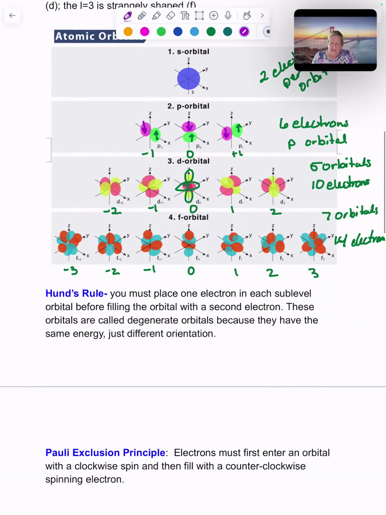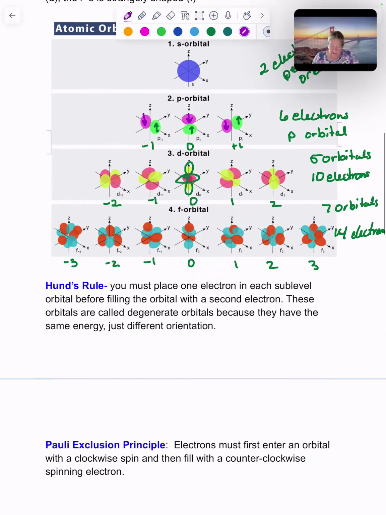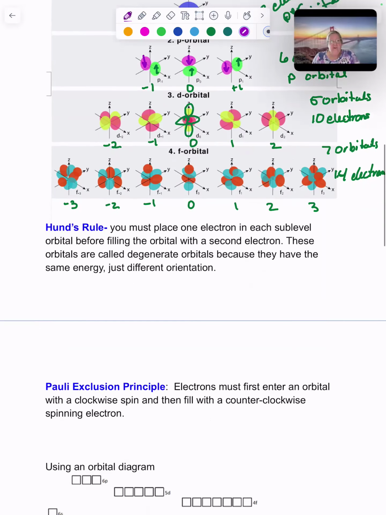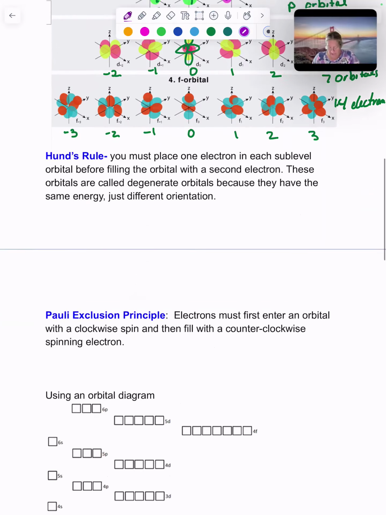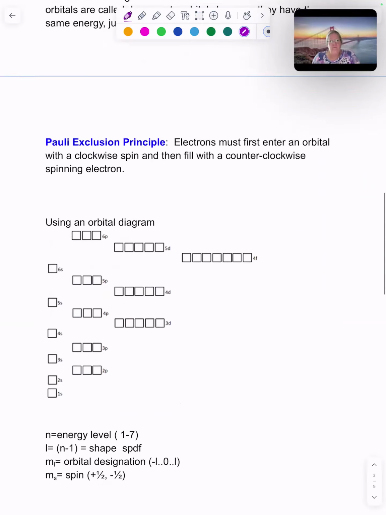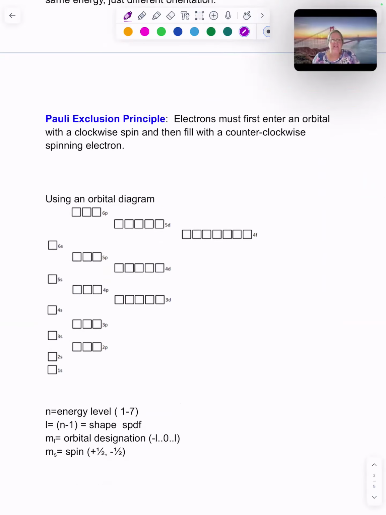Now, these orbitals all occur at the same energy, so we call them degenerate orbitals. They're just along different orientations. And we've already kind of talked about this, the Pauli exclusion principle. Electrons must first enter an orbital with clockwise spin and then fill with counterclockwise. A lot of students find using an orbital diagram is a great way to look at it. And we can then figure out orientation. So let's pick an element. Let's do oxygen.